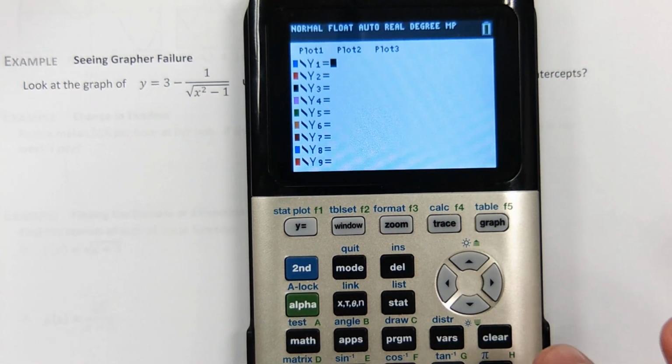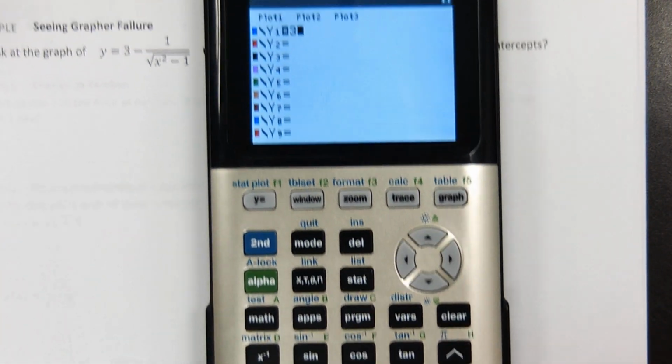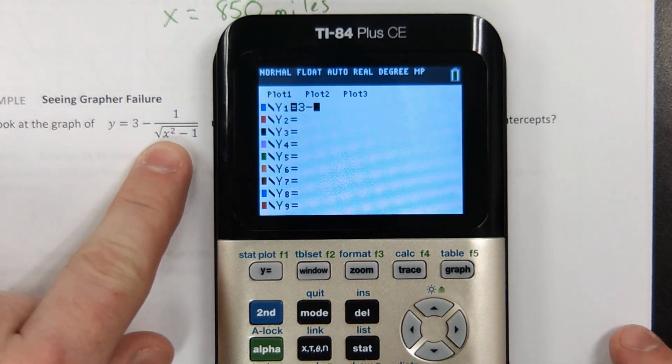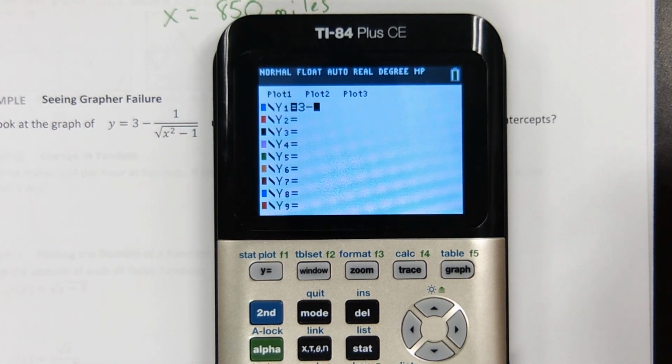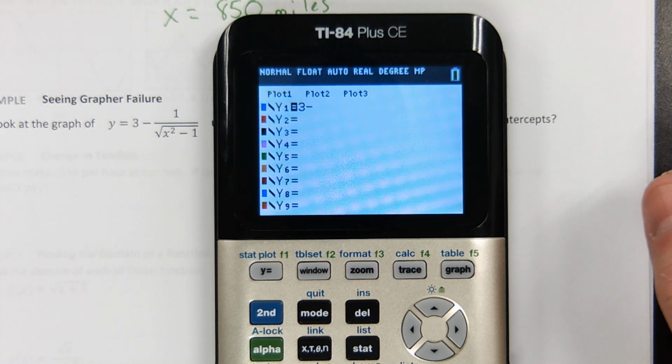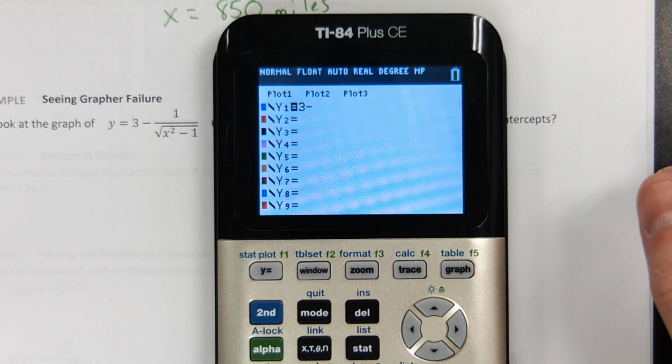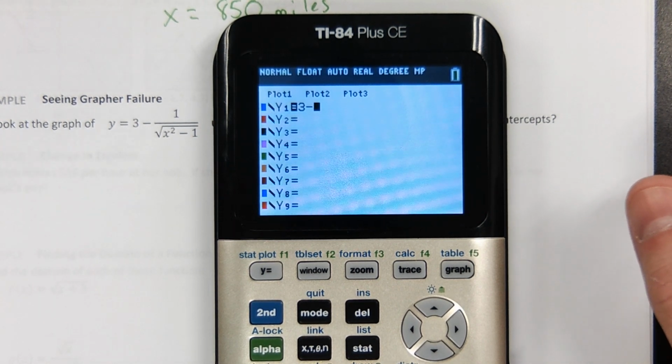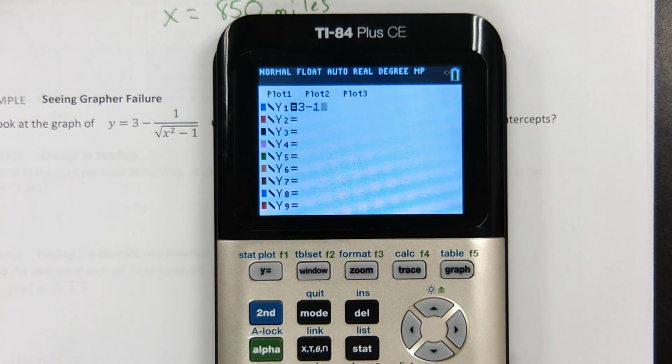Y equals 3 minus, not negative sign. You see this thing? This is a stacked fraction. Newer operating systems can do stacked fractions, but not all can. I know for a fact the 83 cannot do a stacked fraction. And older versions of the TI-84 cannot do stacked fractions unless their operating system has been updated. So if you can't do stacked fractions, you would do 1 divided by, and whatever's on the bottom of your fraction, you would make sure it was all wrapped in parentheses like I had to do in high school.